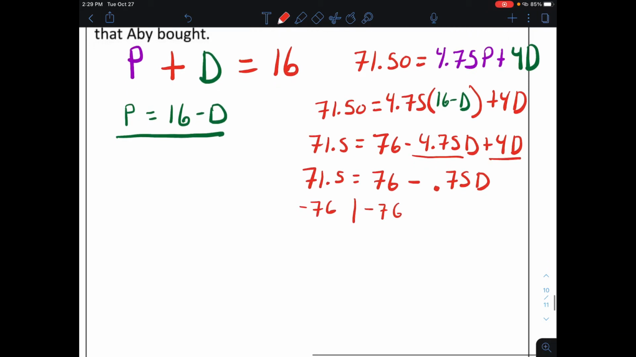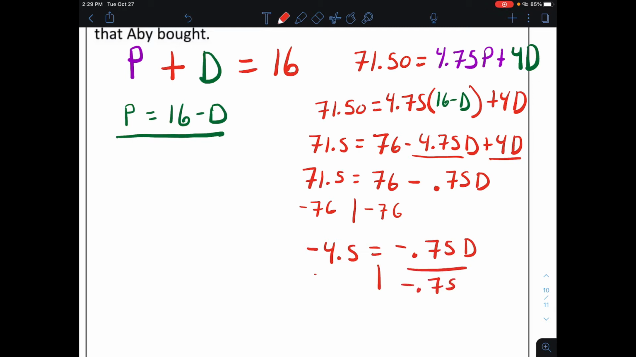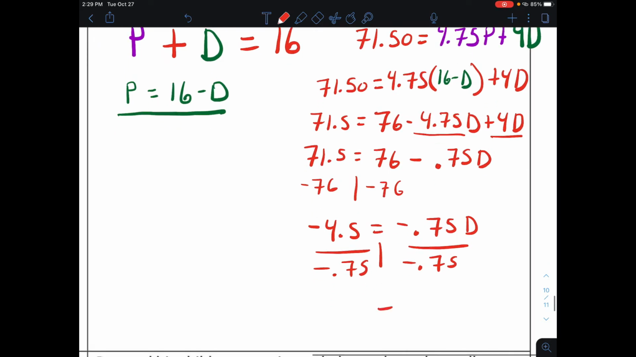We subtract the 76 to the other side, and we'd have negative 4.5 is equal to negative 0.75d, and then we divide. And that's going to give us what d is. And we wind up getting d to equal 6. All right, so d is 6.